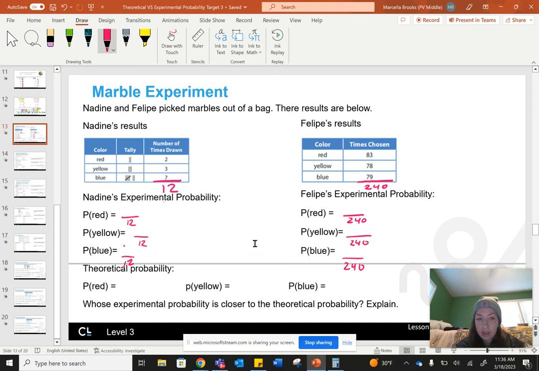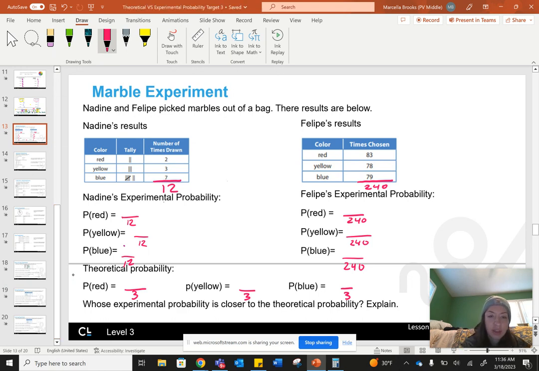Okay. So how many colors are there total? There's 3. There's red, yellow, and blue. And then what's the probability of picking a red? What's the probability of picking yellow? What's the probability of picking blue? Remember, it's theoretical. It's not the actual experiment. So is Felipe or Nadine's experimental probability closer to the theoretical probability?